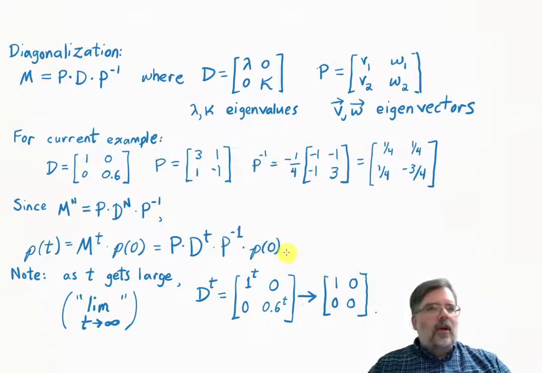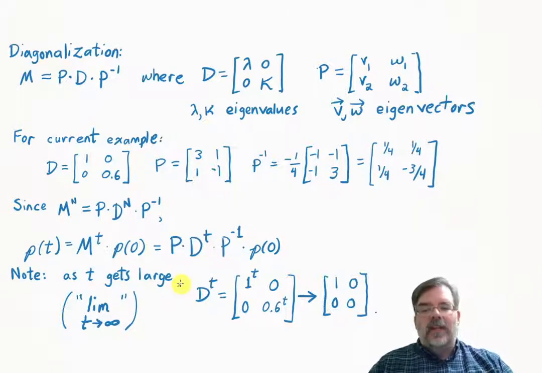Now, one thing we're often interested in is what's going to happen in the long term after many months or many years pass. Does the population stabilize? Does it fluctuate? What happens? In other words, what happens for large values of t? What happens as t gets large?